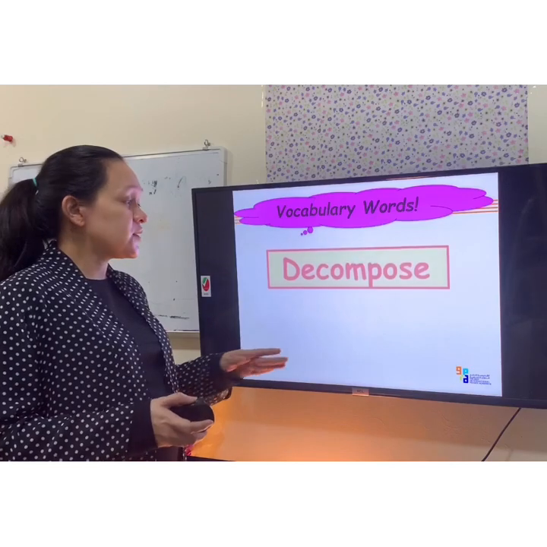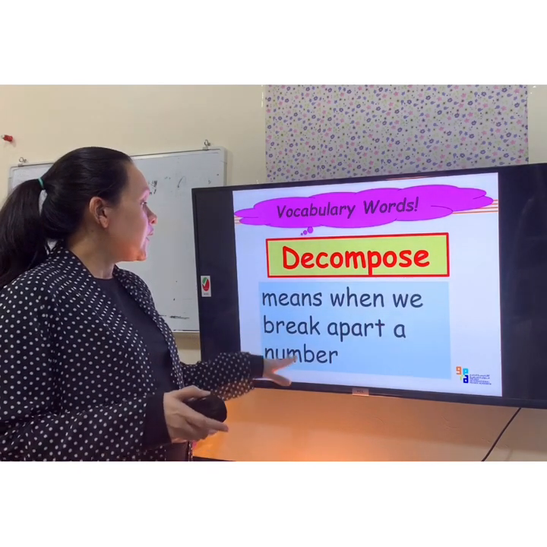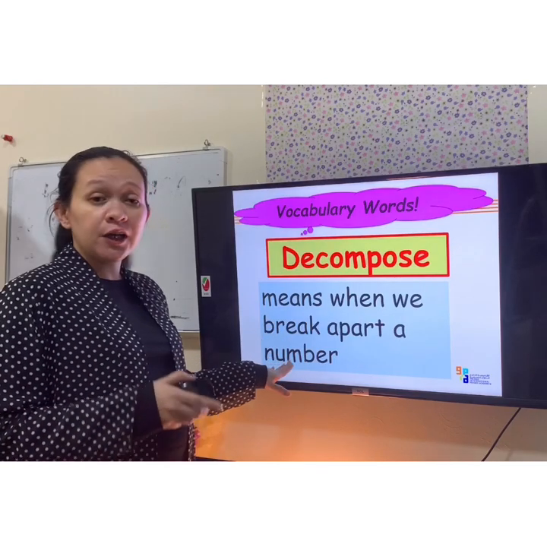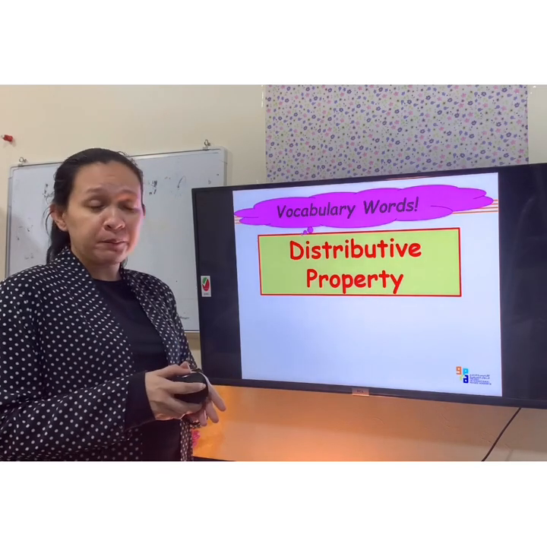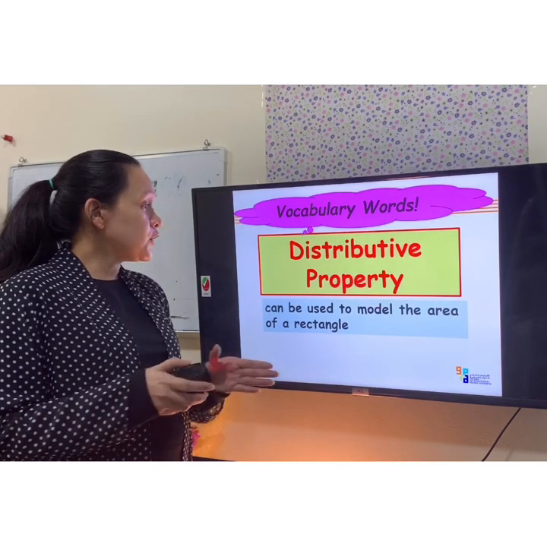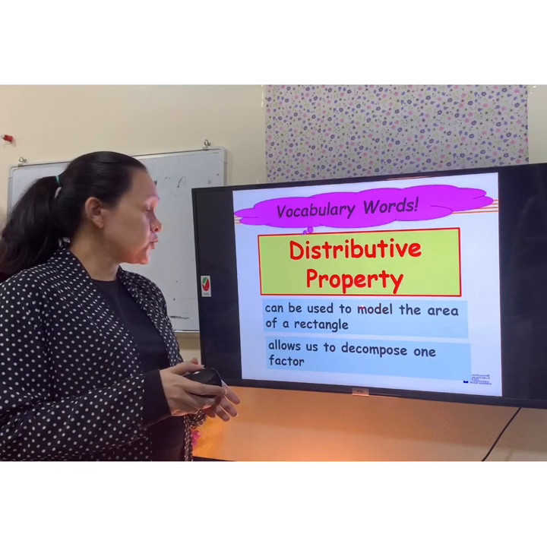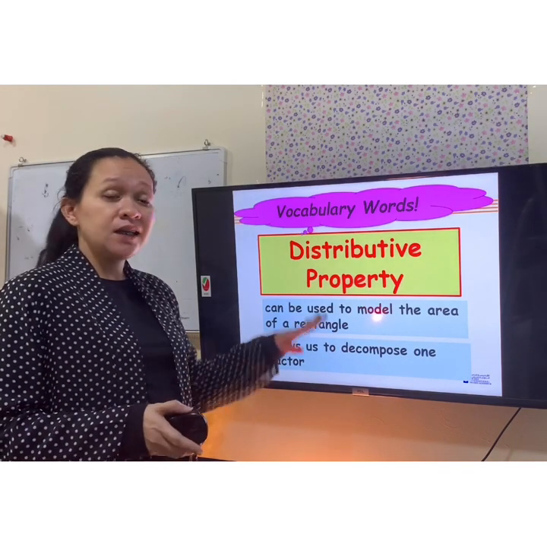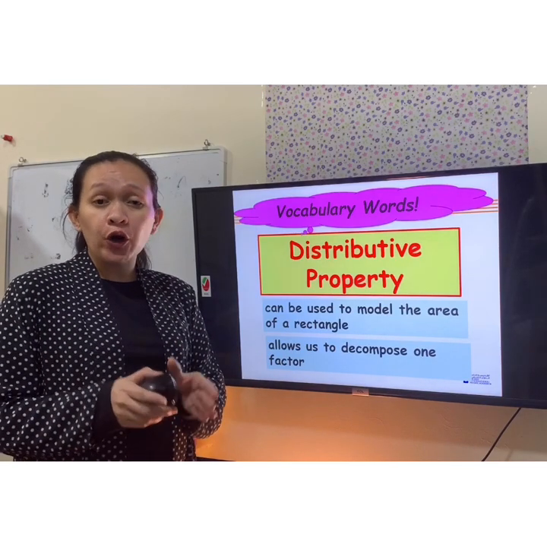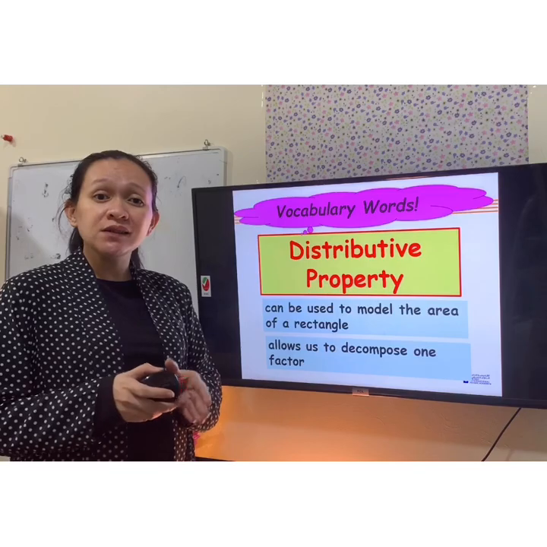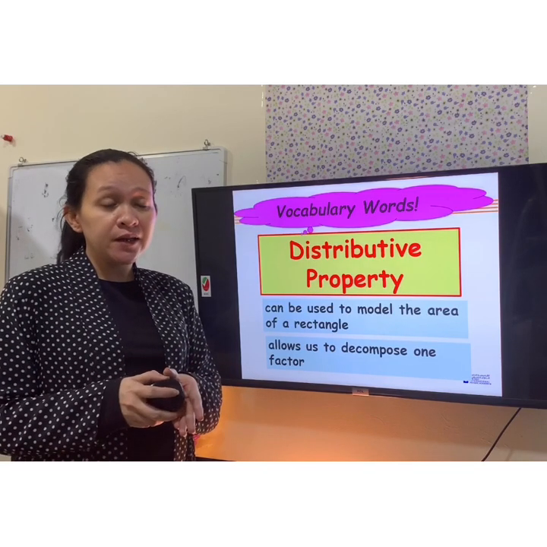Now let's move to the second one, decompose. When you say decompose, it means when we break apart a number. The third one is distributive property. It can be used to model the area of a rectangle and allows us to decompose one factor. So again, in distributive property, we can decompose a factor or a number. Remember, what is the meaning of decompose? Decompose means to break apart a number.